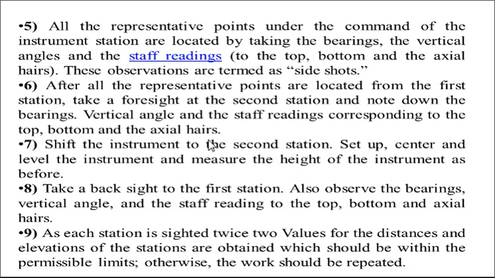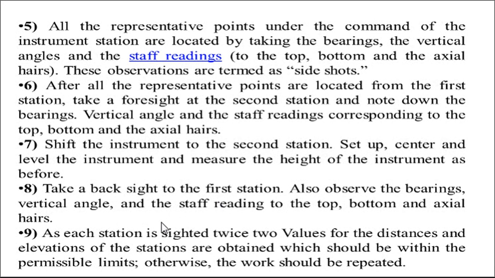Next, shift the instrument to the second station. Set up the instrument at the second station, center it properly, level it properly and measure the height of the instrument as we previously measured. Next step, take a backsight to the first station. Also observe the bearing, vertical angle and the staff readings at the top, bottom and axial hair.